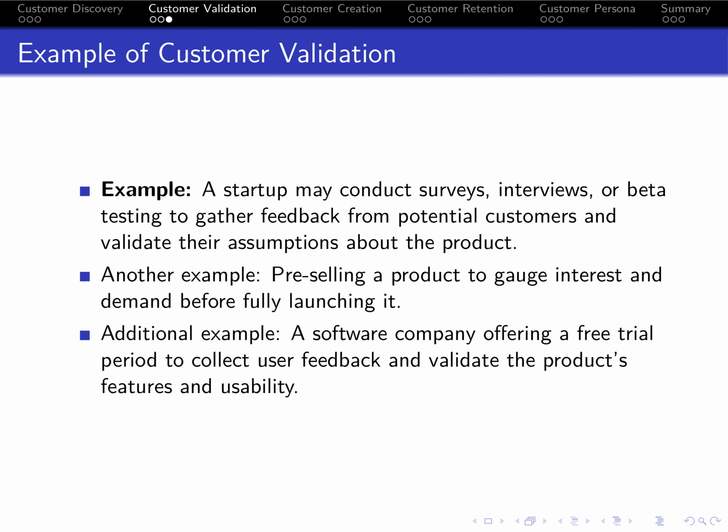Additionally, offering a free trial period, as seen in the case of a software company, allows for collecting user feedback to refine product features and usability, attract new customers, and increase user retention rates. These examples highlight the importance of customer validation in shaping successful business strategies and enhancing customer satisfaction.